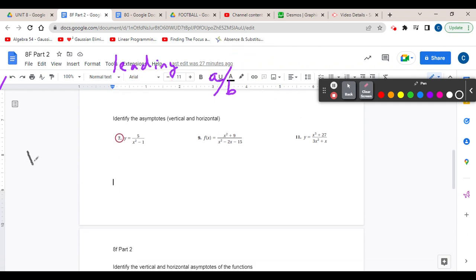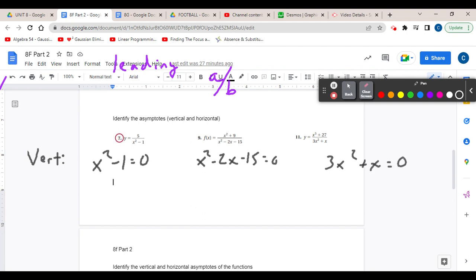All right, I want to start doing the vertical of all 3. Okay, the vertical asymptotes of all 3. Now remember, the vertical asymptotes are where we set the denominator equal to 0. So the vertical asymptote here would be where x squared minus 1 equals 0. For this one, it would be where x squared minus 2x minus 15 equals 0. And this one is going to be where 3x squared plus x equals 0.